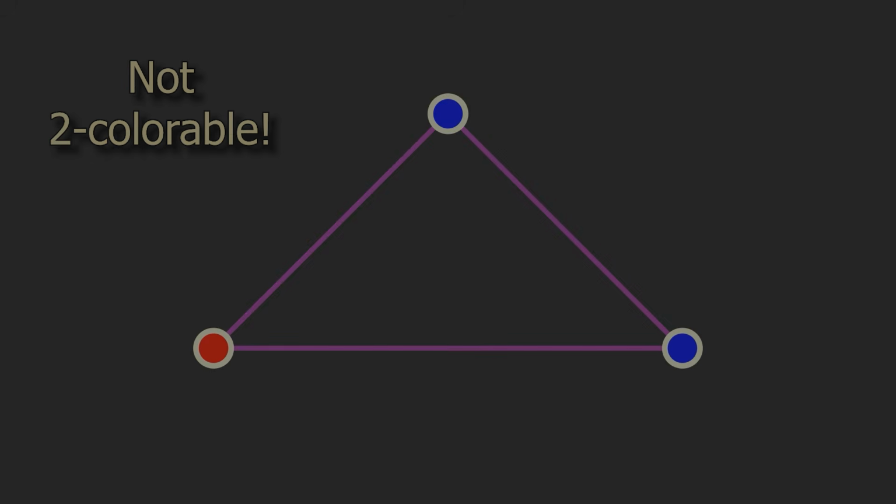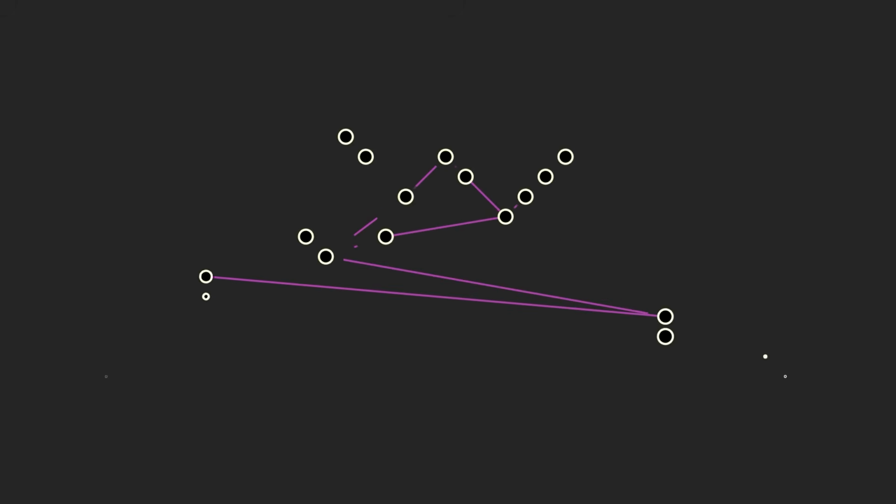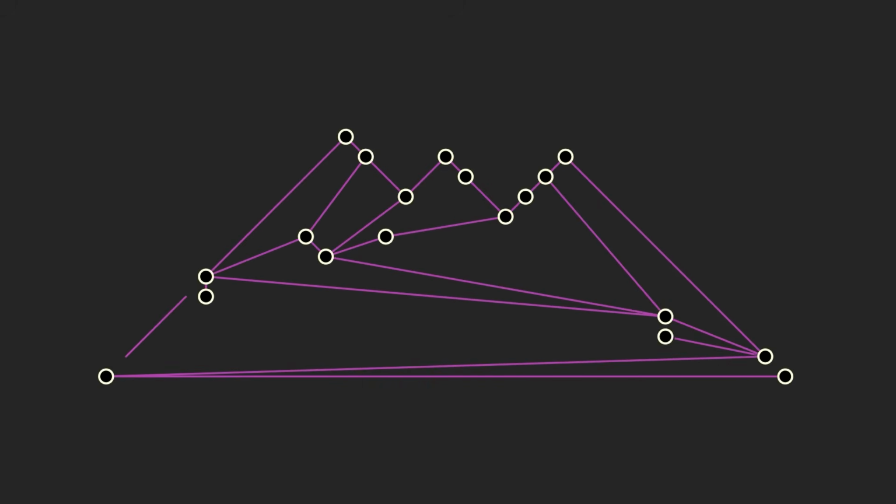Since some graphs are two-colorable and some aren't, let's devise an algorithm to discern between the two. One way to do it would be to simply check all possible assignments of red or blue to each vertex, and for every assignment, check if there are any conflicts. If we go through all possibilities and they each have a conflict, then the graph is not two-colorable. But if we ever find just one assignment without any conflicts, then the graph is two-colorable. That assignment is a two-coloring of the graph.